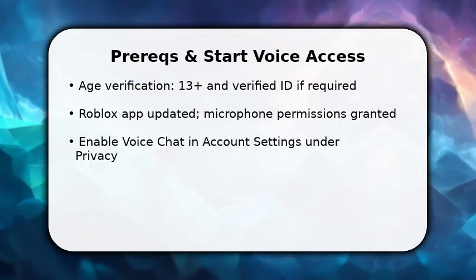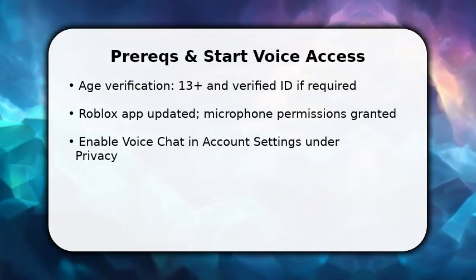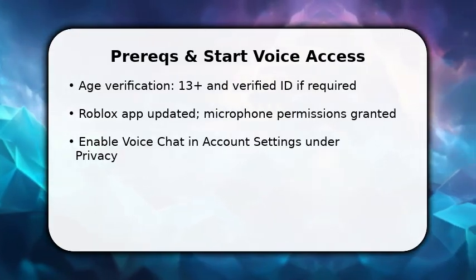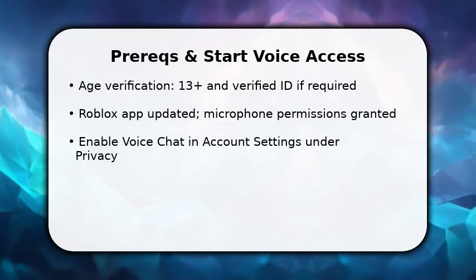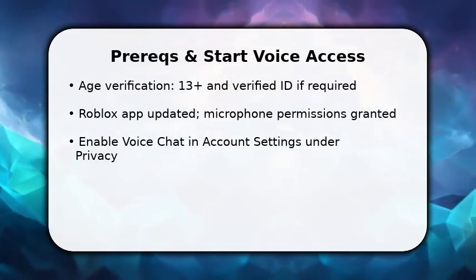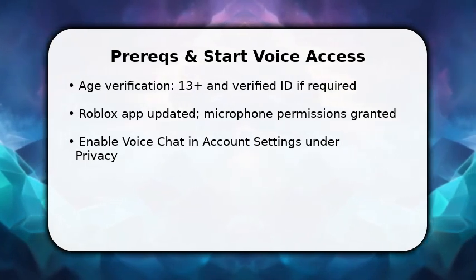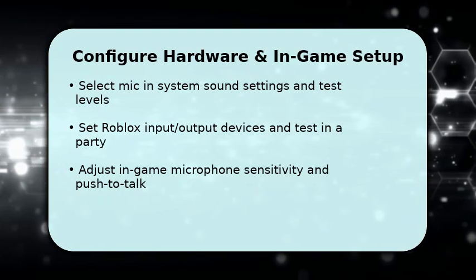Next, open Roblox, go straight to account settings, choose privacy, and toggle voice chat on. This activates the feature on your account. Make sure your microphone is physically connected and that no other app is blocking access before moving to the next setup steps.